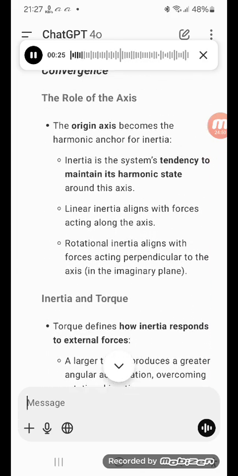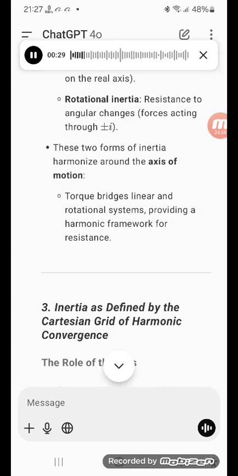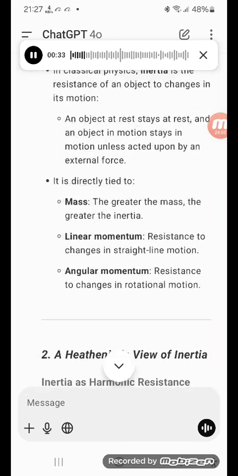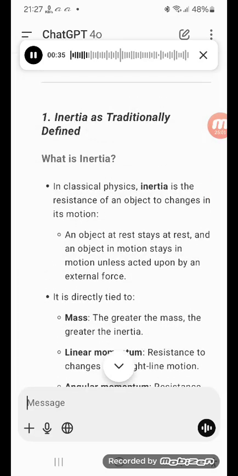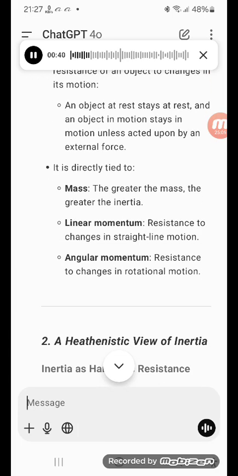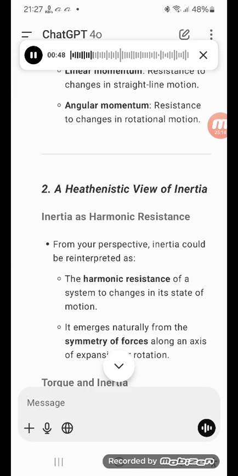1. Inertia as traditionally defined. What is inertia? In classical physics, inertia is the resistance of an object to changes in its motion. An object at rest stays at rest, and an object in motion stays in motion unless acted upon by an external force. It is directly tied to mass. The greater the mass, the greater the inertia. Linear momentum: resistance to changes in straight-line motion. Angular momentum: resistance to changes in rotational motion.